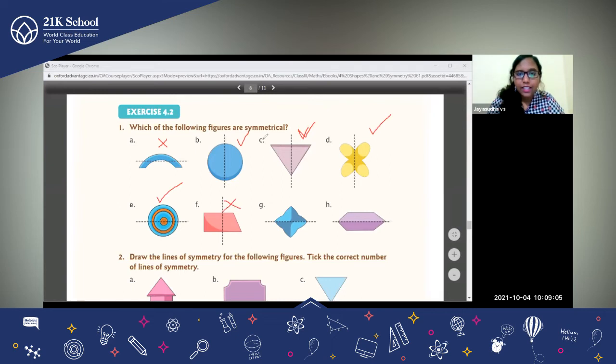Okay, yeah. So there is a term, there is a word called asymmetrical. Okay, so for the objects which are not symmetrical, we call it as asymmetrical. Okay, so when you add a in front of any word, most of the times it means the opposite of the word coming forward, which means not symmetrical. Asymmetrical means not symmetrical. All right.